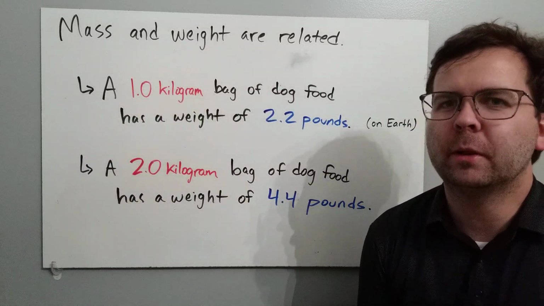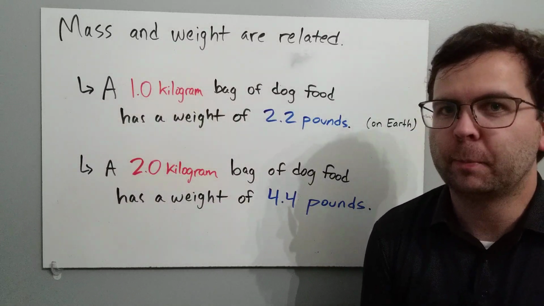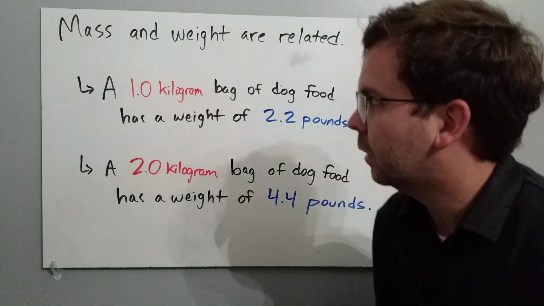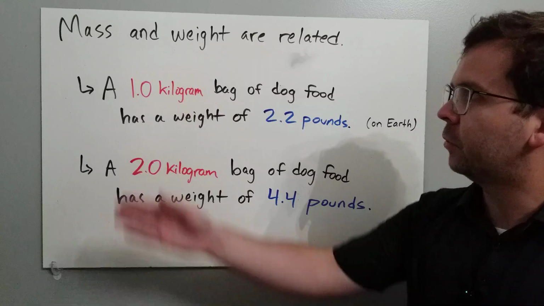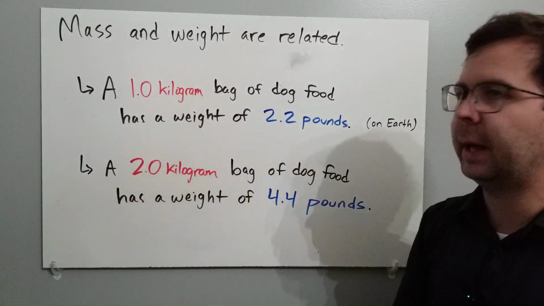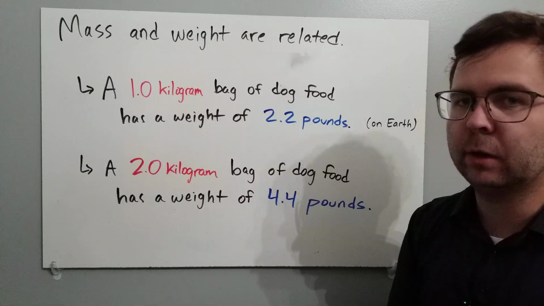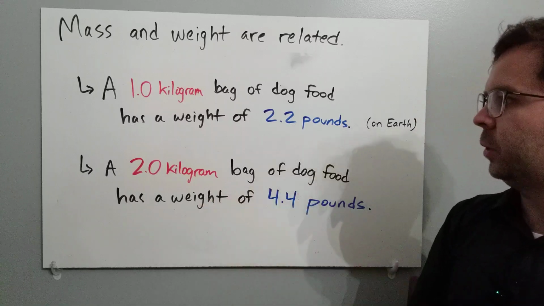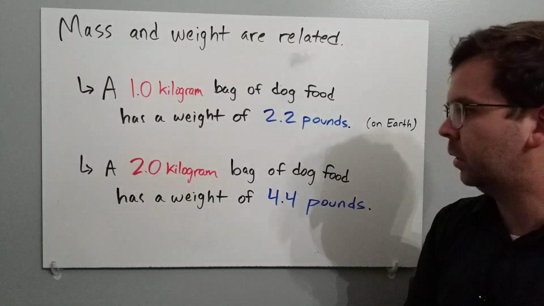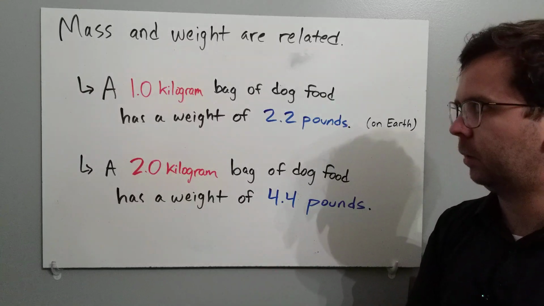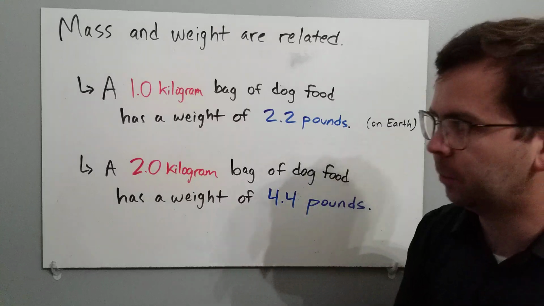In this video, we're going to be looking at some numbers with mass and weight and how they can be calculated from one another. Let's start with this. Mass and weight are related. So a 1 kilogram bag of dog food has a weight of 2.2 pounds on Earth. A 2 kilogram bag of dog food has a weight of about 4.4 pounds. All right, so it's a pretty simple relationship.